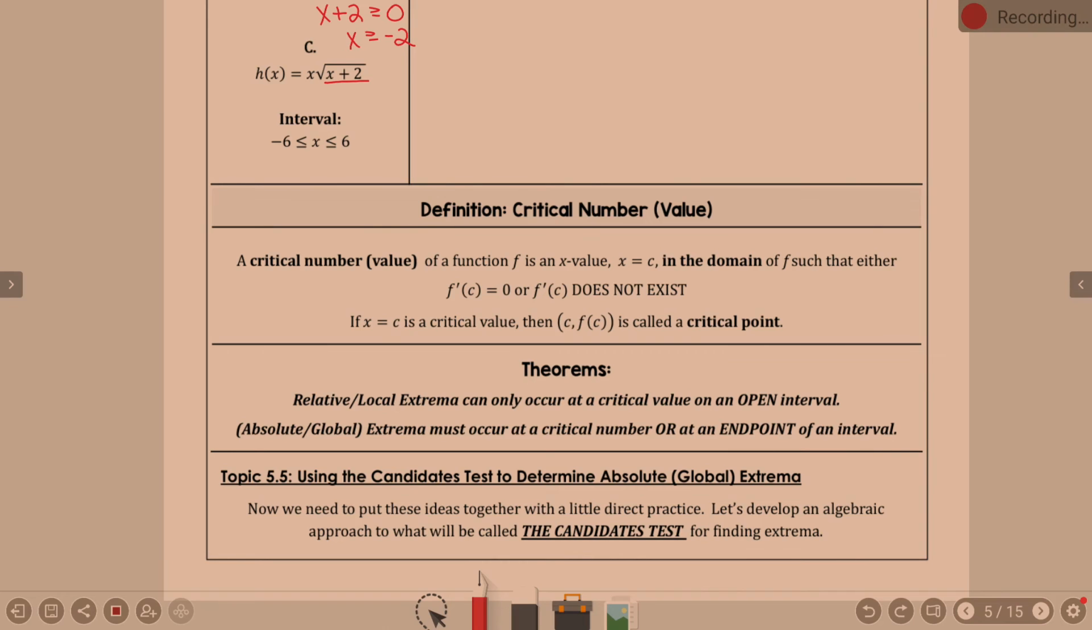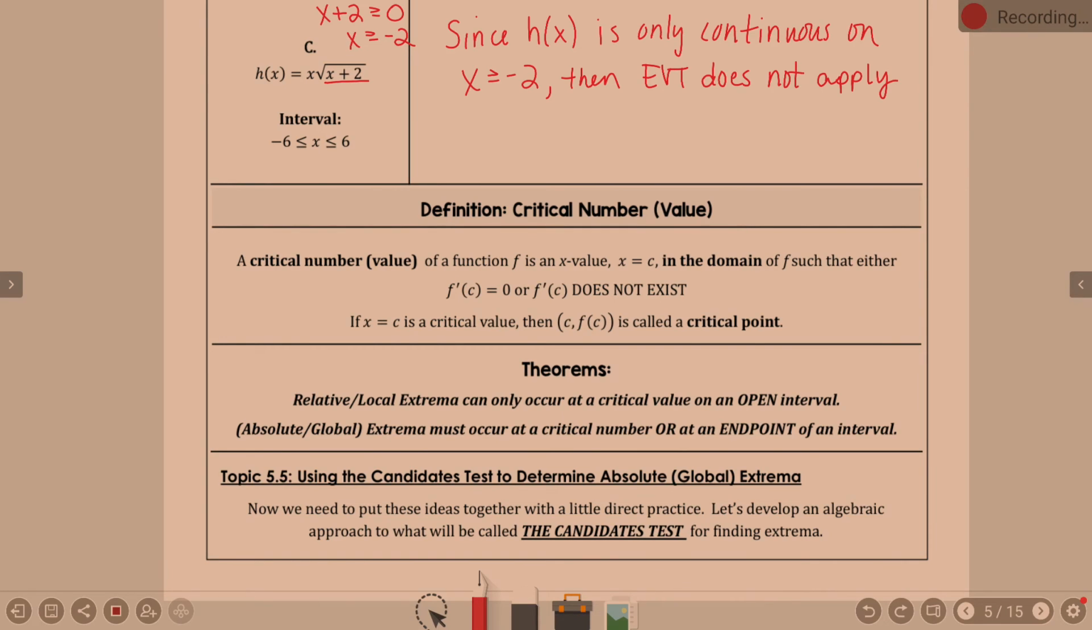Okay, so since h of x is only continuous on the interval x greater than or equal to negative 2, then EVT does not apply on the interval negative 6 less than or equal to x less than or equal to 6.